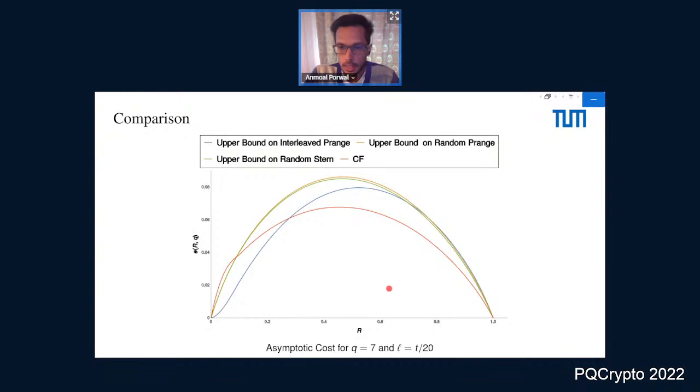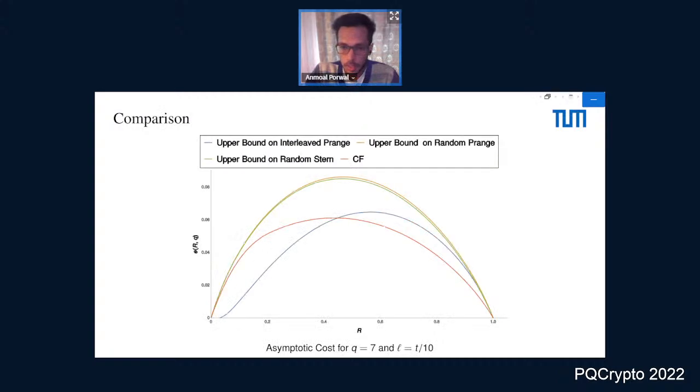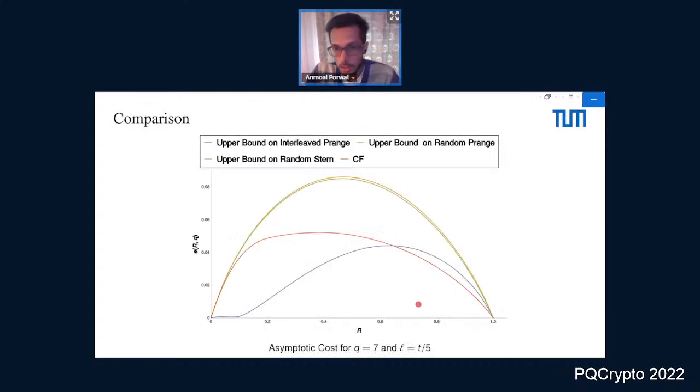But I should say that there have not been that many proposed parameters for interleaved systems. So it might still be possible that there are good parameters in ranges that are closer to this, in which case interleaved Prange would also be important to take into account.